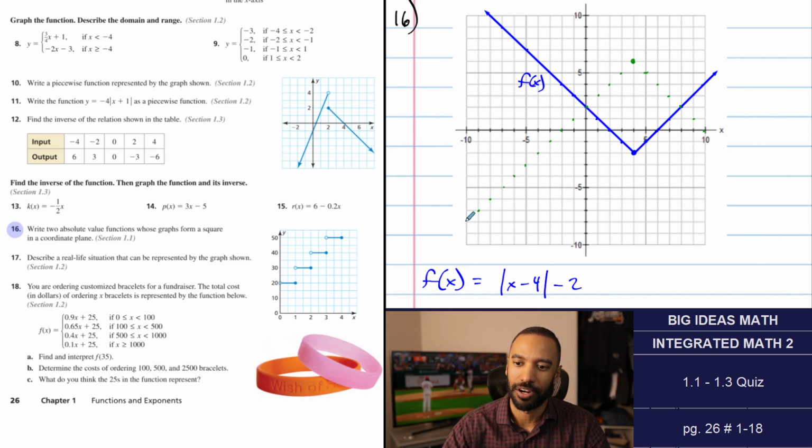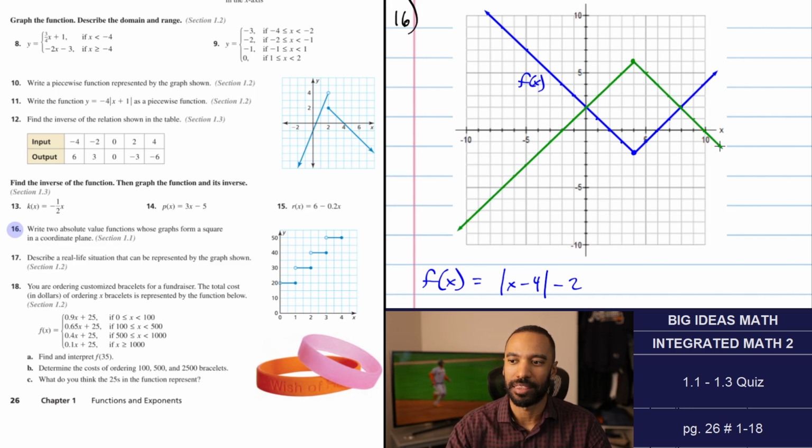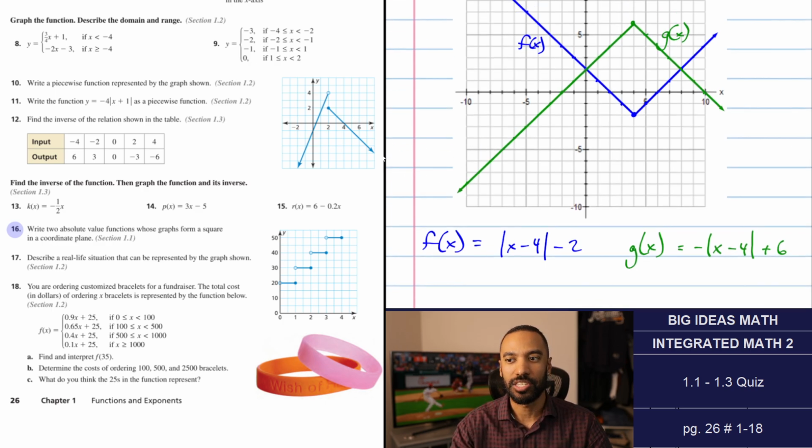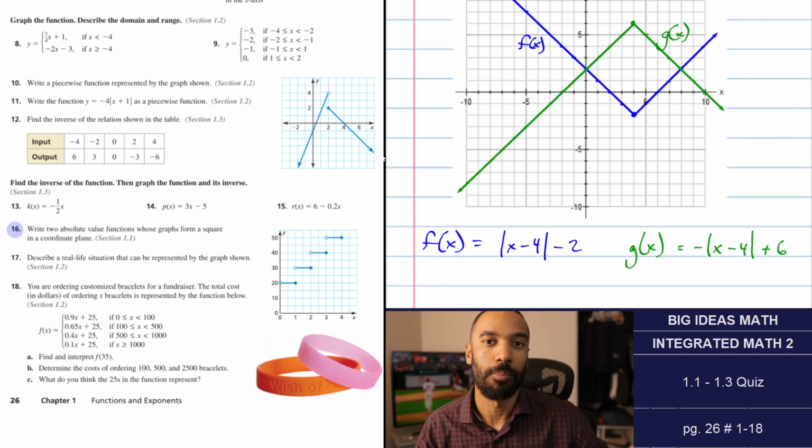I want to draw the entire graph. I don't think it's required, right? They don't ask us to draw the graph. They just say write them. And then we'll talk about what we can do to write them in any format that you'd like. But this is just one example, and I'll call this one g of x, by the way. So this will be g of x equals -1 times the absolute value of x minus 4, and then plus 6, like that. So that's an example. This is open-ended.